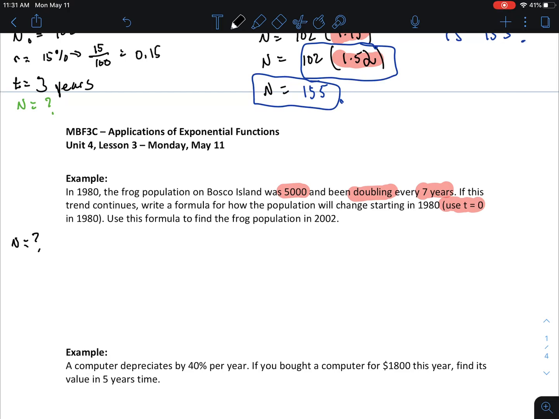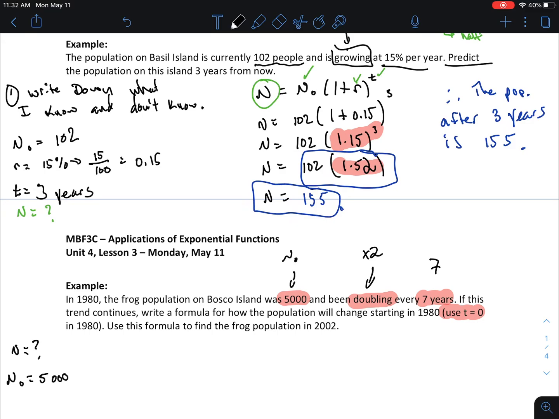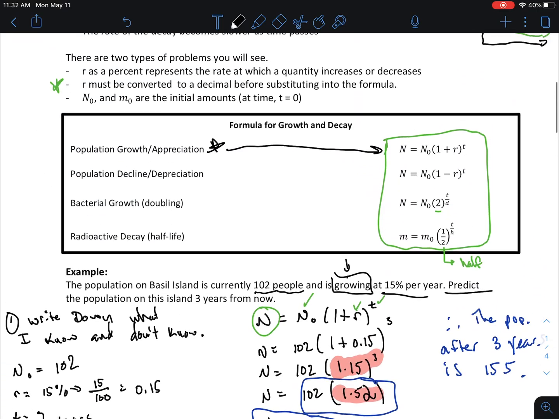Okay, so let's write an equation. That'll be like the first part. So let's write down some things. We go to our first step here. N equals, I don't know, but I do know this is N naught, the initial population. So N naught is equal to 5,000. And then it's telling me that something is doubling. Well, if I see the word doubling, there's a factor of 2. So it's multiplying by 2 every 7 years.